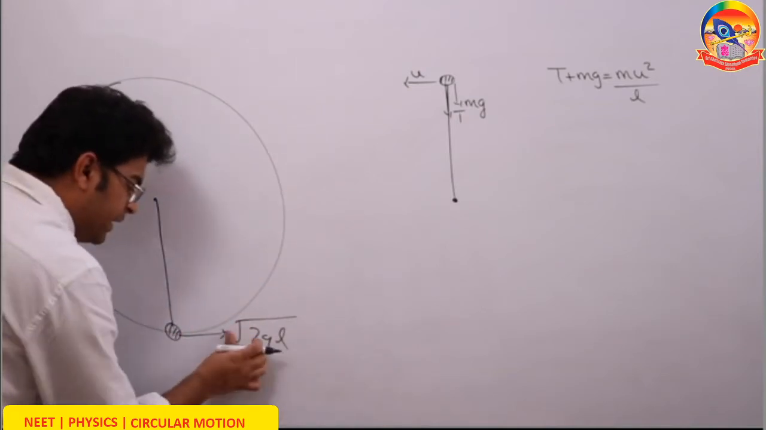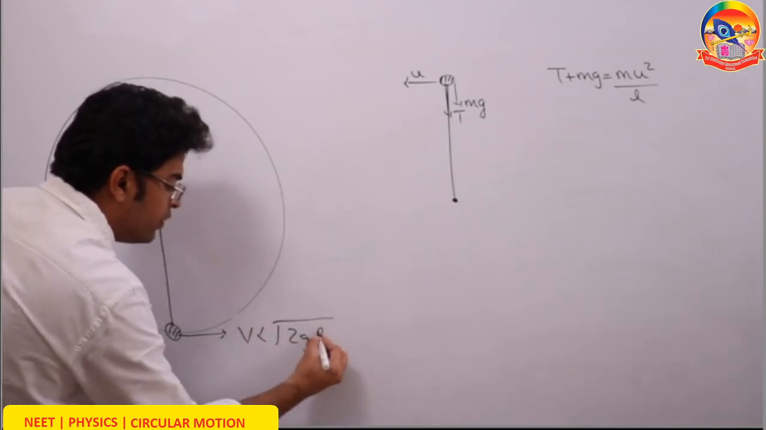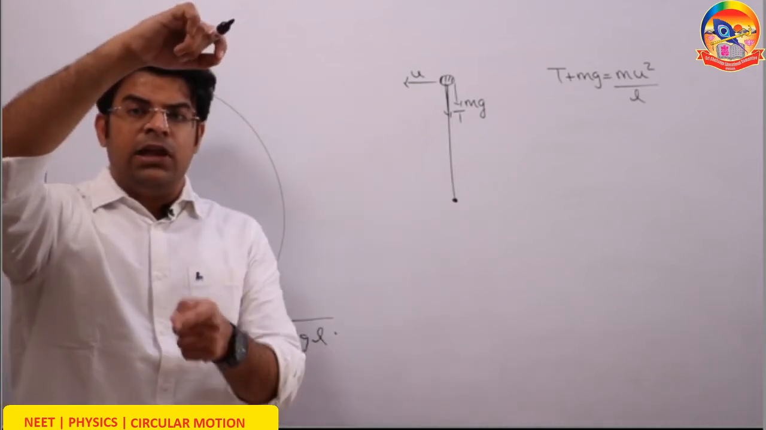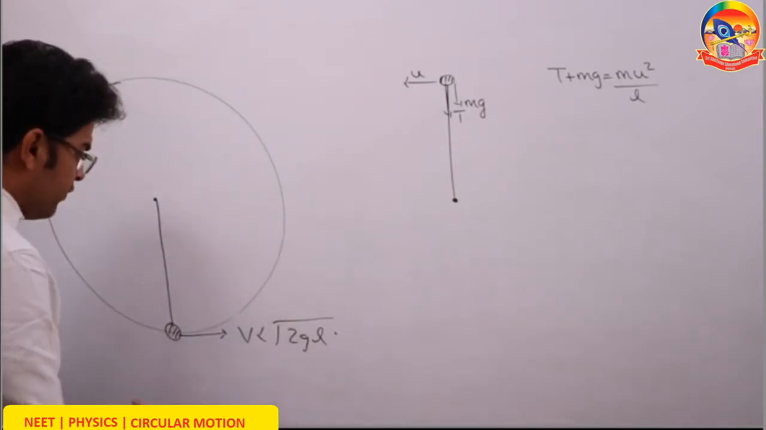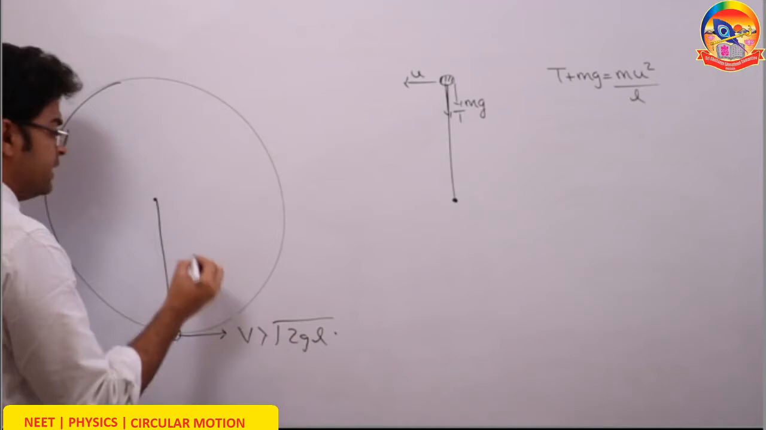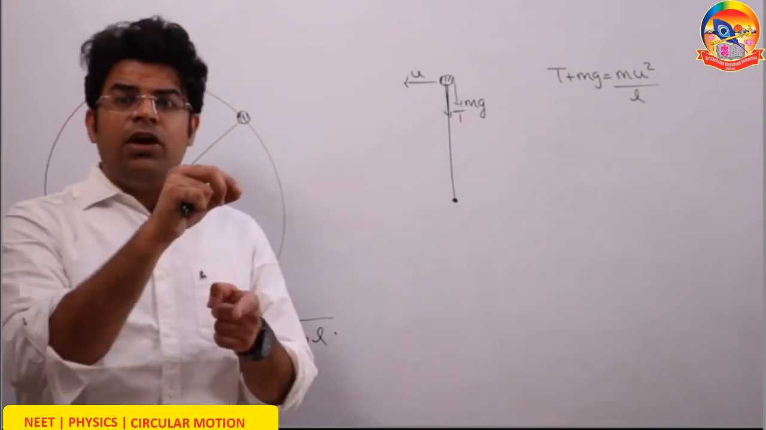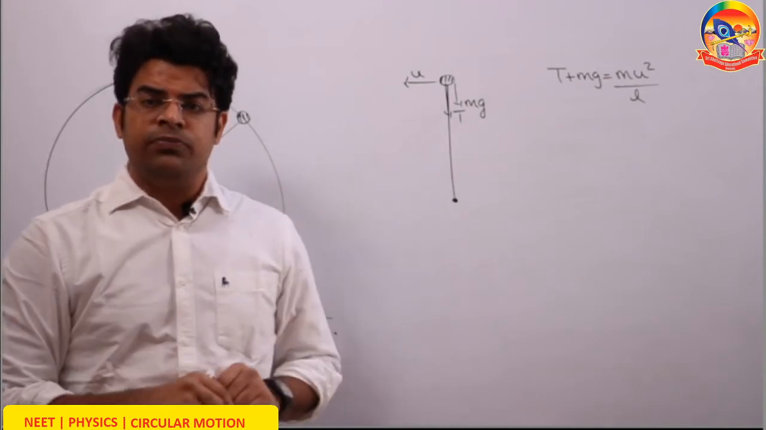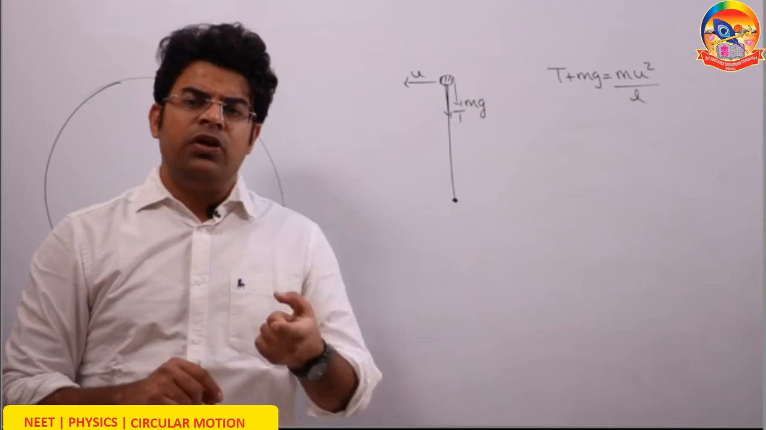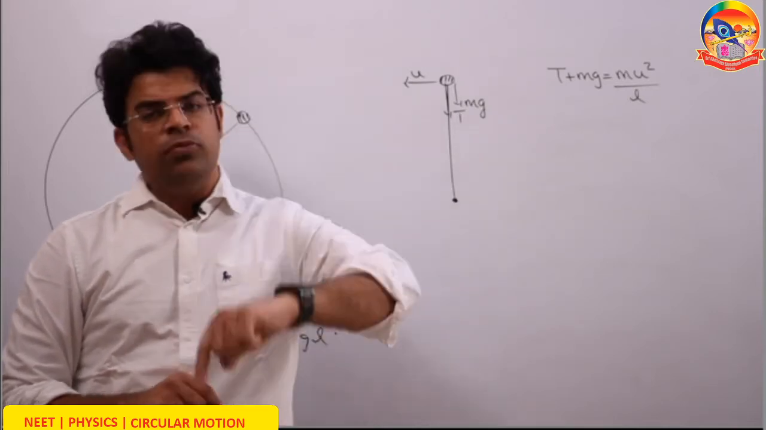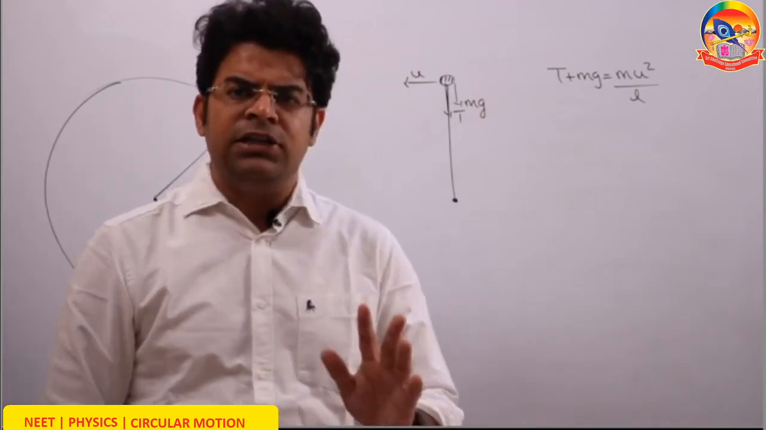For any speed less than root 2gl, it will keep on oscillating in the lower part only. It will never cross the horizontal line. If you give a speed more than root 2gl, only then will it go above the horizontal. But still, it may or may not complete the vertical circular motion. So what is the minimum speed that has to be given at the lowest point so that the bob completes the vertical circular motion? If you have read this topic already somewhere, you might know the answer is root 5gl.